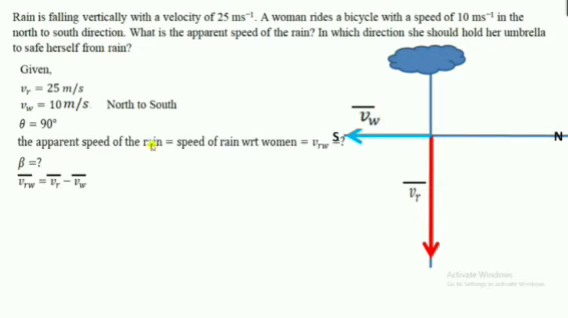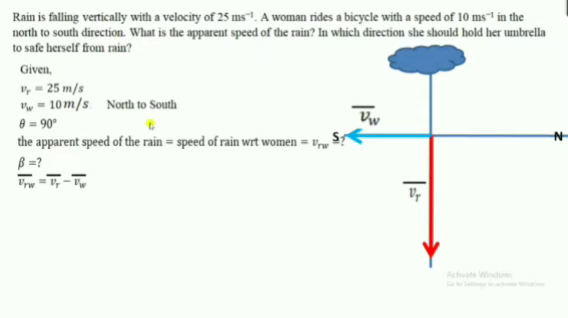In this question, velocity of rain is given, which is vertically downward, and the woman is going from north to south with the speed of 10 meter per second. So this is vertical, and this is north and south. We are not given east, west, north, south, so we can write north, south anywhere we like. So the rain is going vertically downward, and the woman is going from north to south. So the angle between these two vectors is 90 degrees.